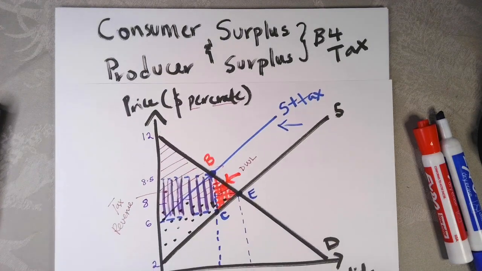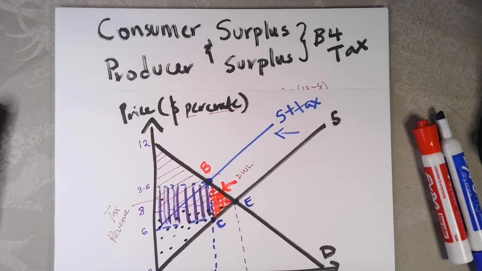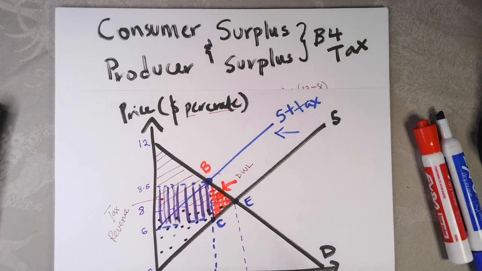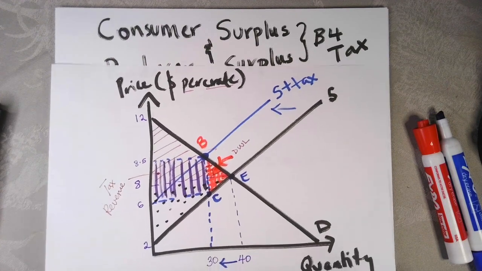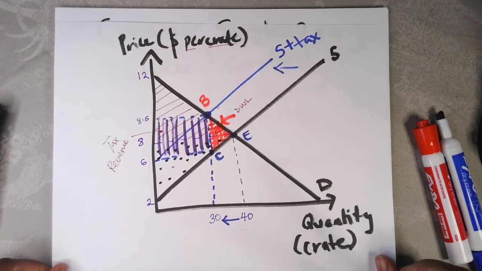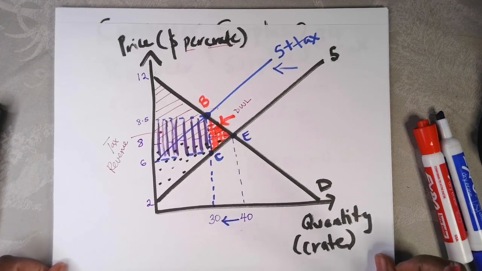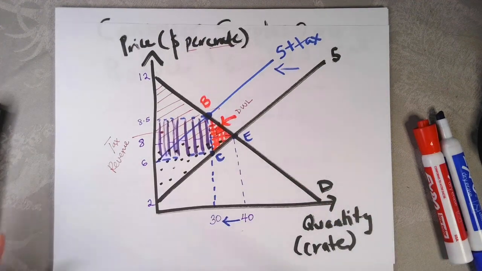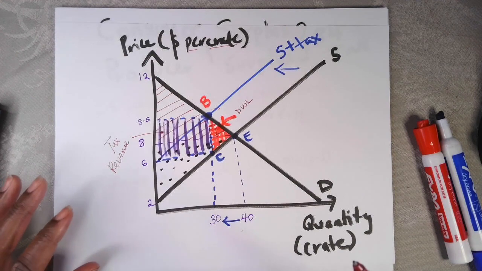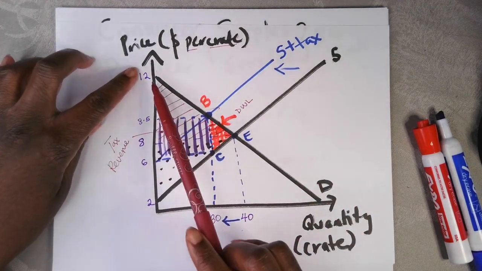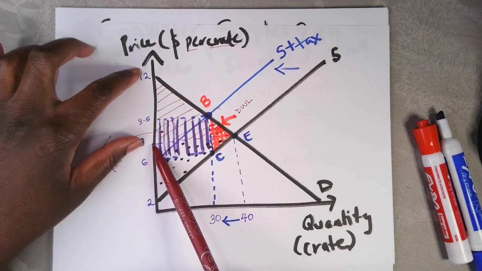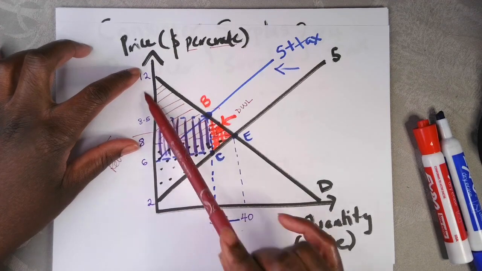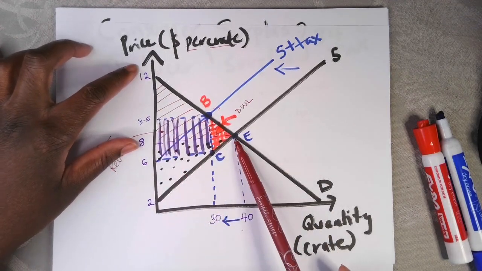Now, when given this question to calculate consumer surplus and producer surplus before the tax, how exactly do you do that? Well, you go back to this graph, which looks quite busy at the moment, but we can figure this out. We look at the area that was consumer surplus before the tax was imposed. That area is 12 to the 8 to E and back to 12.